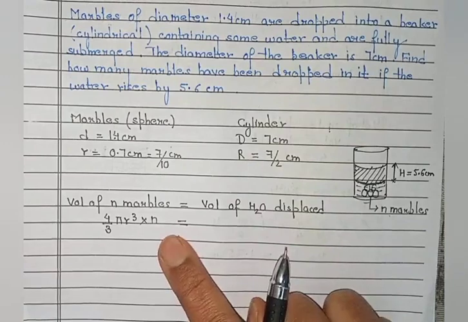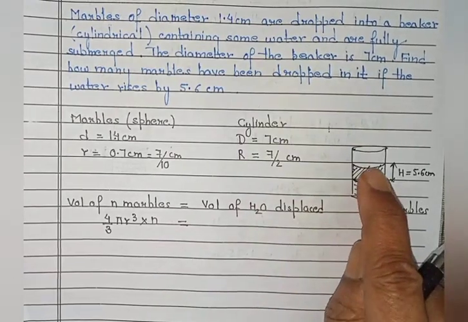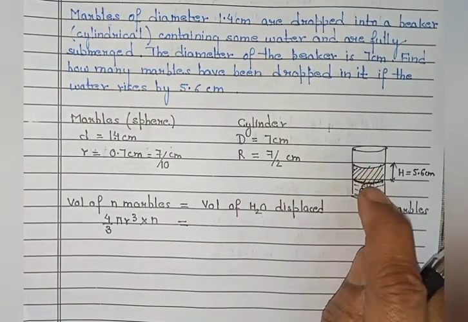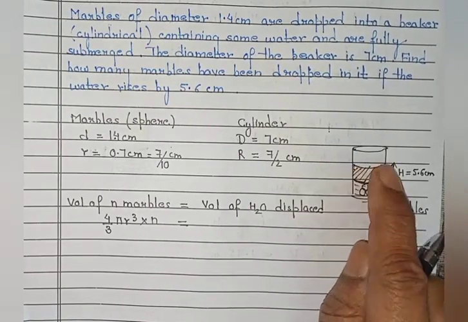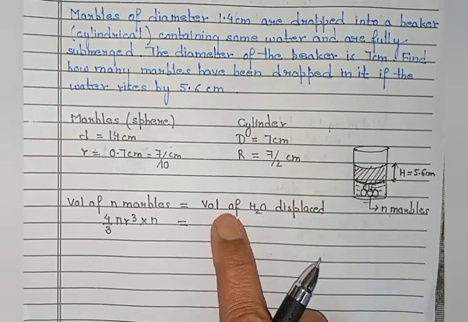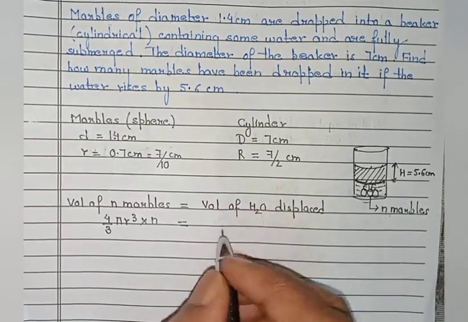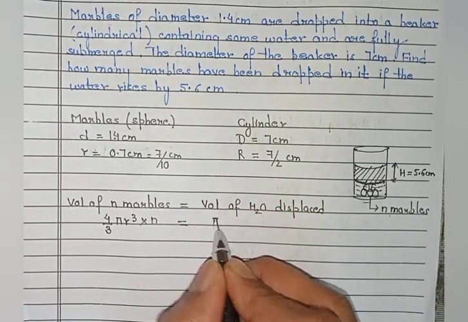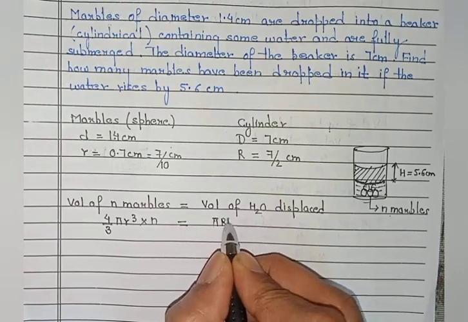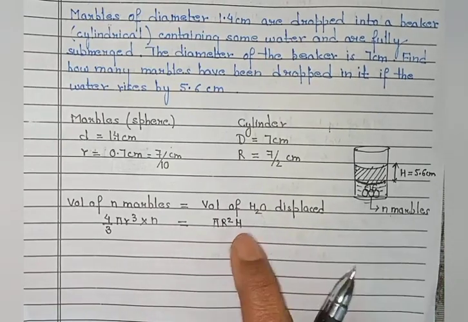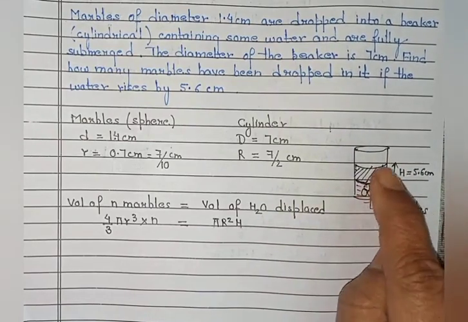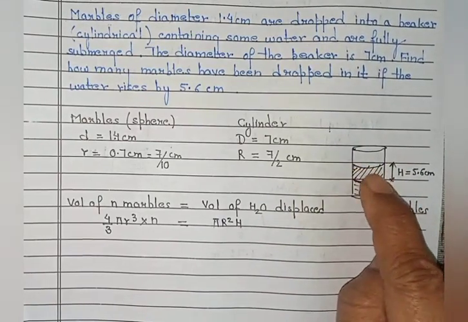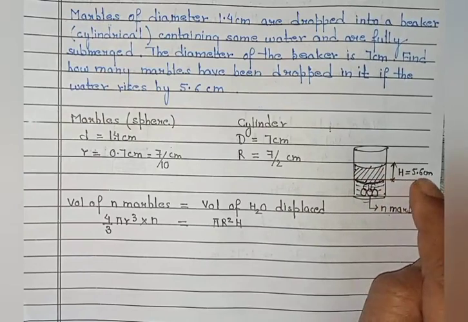Now because of these n marbles, water is displaced. This displaced water, as you can see in the diagram, is taking the shape of a cylinder. So the volume of water displaced will be in the shape of a cylinder, so you can use the formula for a cylinder, pi r square h. And remember here h is the height of the water displaced, because we are taking only this much portion. So the height of this portion is 5.6.